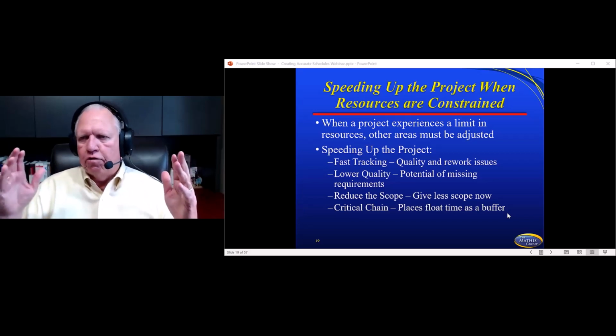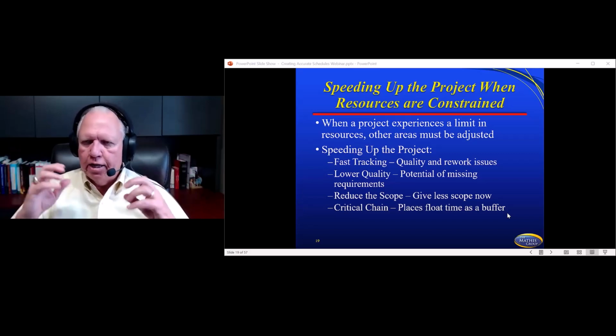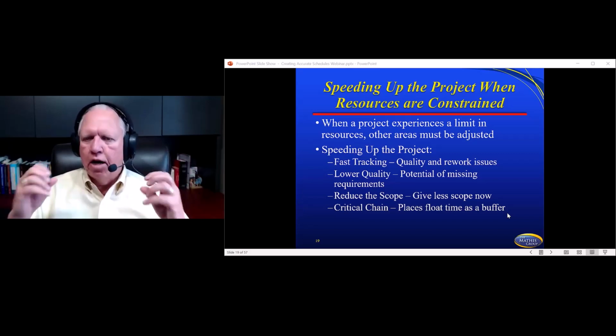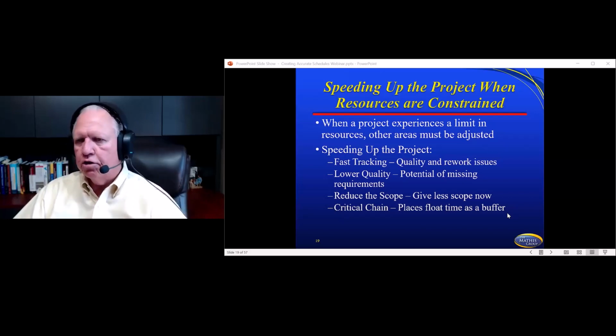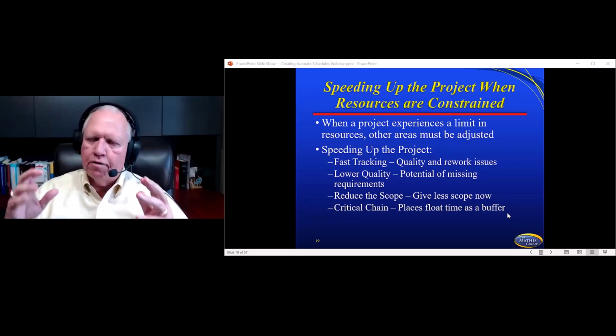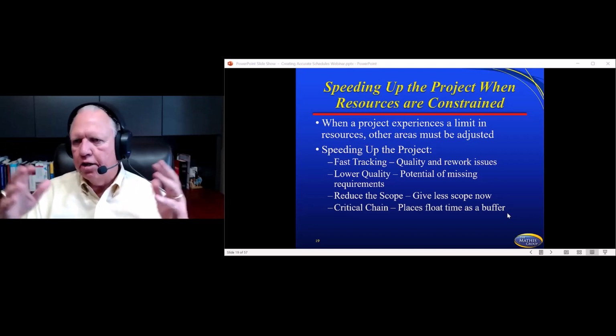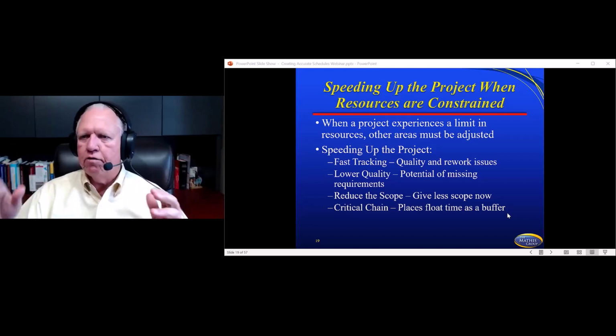Reducing the scope. You'll see some folks want to trim the scope back and give less scope out because they're trying to get something out the door faster. And sometimes that's very appropriate, and sometimes that doesn't help the customer. And then, of course, critical chain. Critical chain looks at it through the eyes of we put our float in one big pot at the end of each sequence of activities, and we use it if we need to. If we don't, we drop it and keep moving.